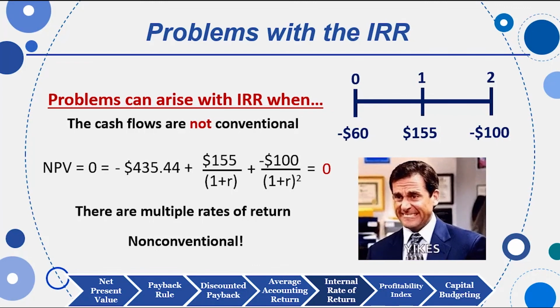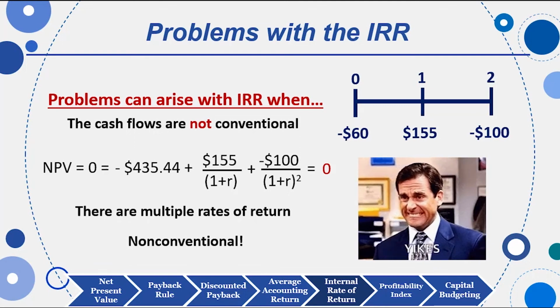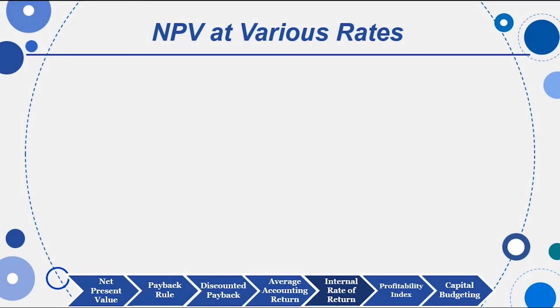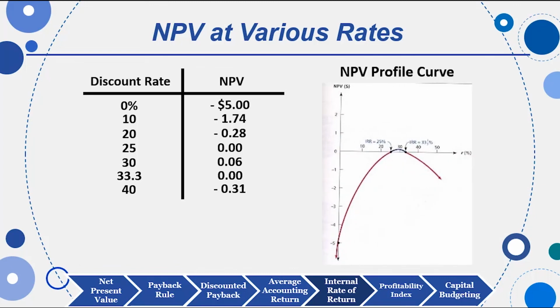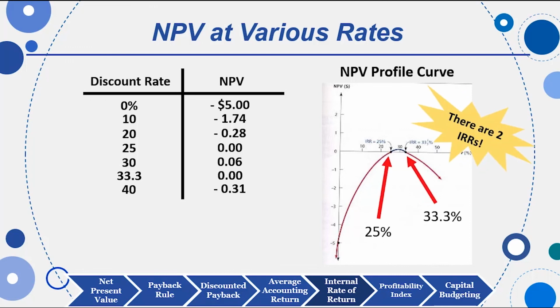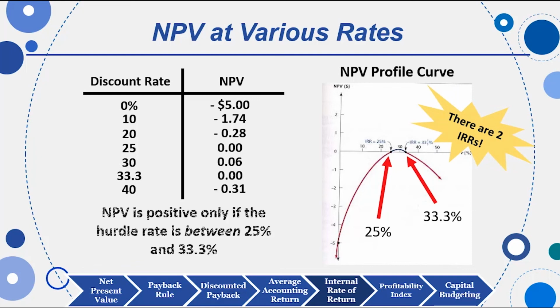The reaction from the CFO will be, yikes, I really don't like the look of these cash flows. So probably I would advise you never go into a CFO's office with non-conventional cash flows. It results in a curve that looks like this. In an NPV profile, you can see that the NPV is zero at 2 different rates, 25% and 33 1/3%, and the CFO is going to be totally confused as to what the real IRR is. So you want to avoid non-conventional cash flows. Use the NPV method as the best method for calculating large capital investment projects, and you won't get multiple rates of return, multiple IRRs.